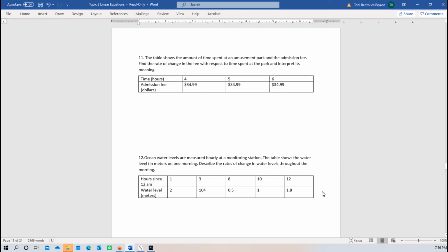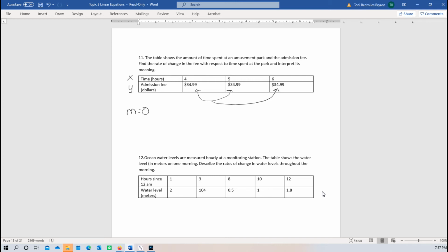All right, the table shows the amount of time spent at an amusement park and an admission fee. Find the rate of change in the fee with respect to time spent in the park and interpret its meaning. So there must be a flat fee until we get to 4 hours in this one. But after we hit 4 hours, oh, the flat fee stays the same. So as we can see, there is no rate of change. There's no change in price. Price is always $34.99. So our slope is 0. There's no change in our y value.